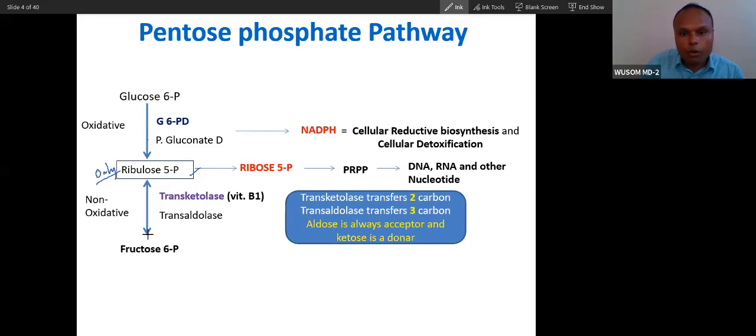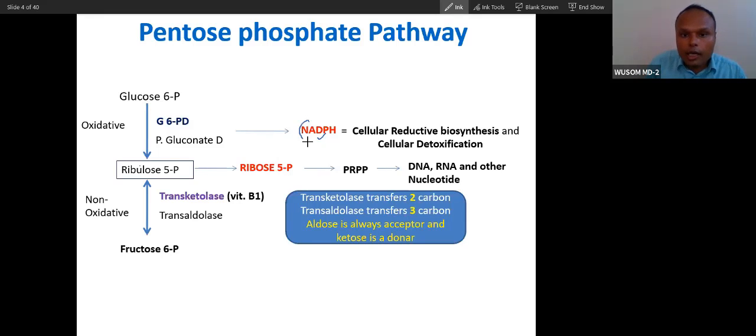For example, a protein-producing cell, a cell which is not dividing and is only secretory, for example glands which produce insulin. In that case, RNA has to be produced, and that RNA requires this. So fructose 6-phosphate can easily be converted into ribulose and then ribose. There is no problem. But if some cell requires this and NADPH both, then it has to go through this. Or any cell, if it requires NADPH only, in that case also it has to go through this pathway.